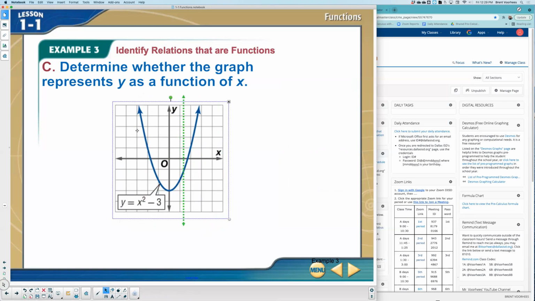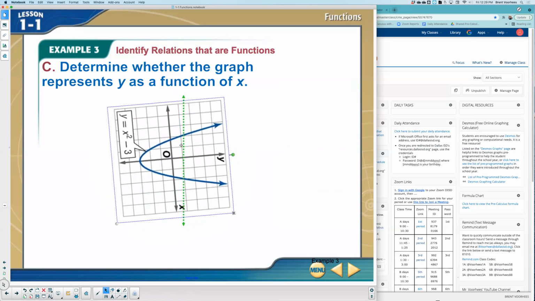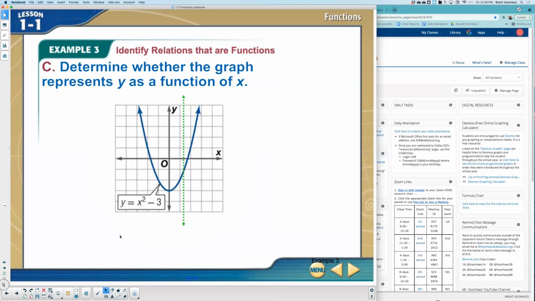So it can't ever cross twice. If you want to say, what would it look like if it was not a function? Something like this. Now, you see how my vertical line's hitting the graph twice? That would mean this would not be a function if it was turned sideways like that. But as it was given, it is a function. So this is a function. And one more.